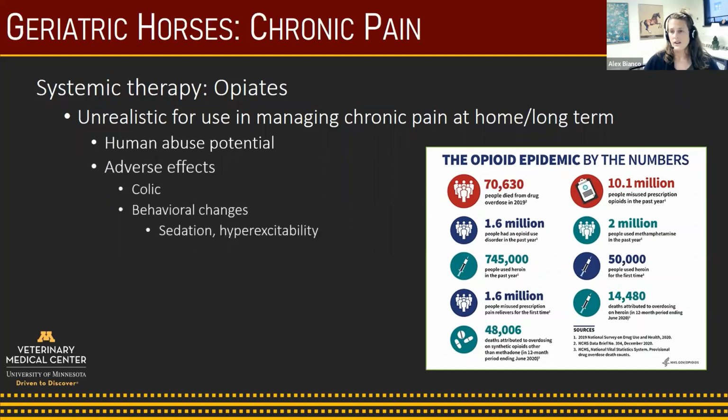It also has a lot of adverse effects. The more you use it, the higher the doses you use, the better it works. However, you get a lot of GI side effects, and it has a high risk of causing colic.